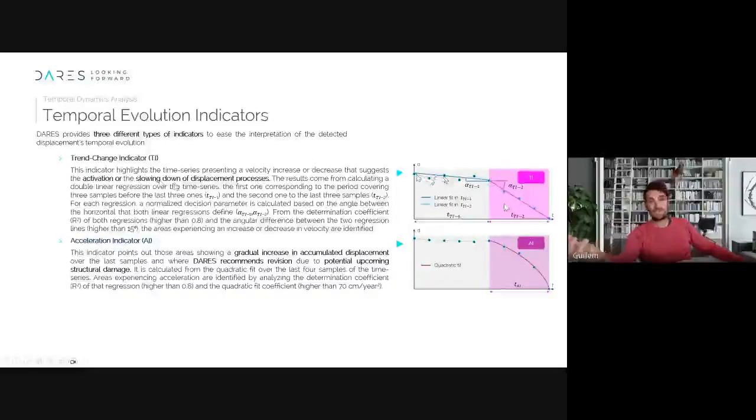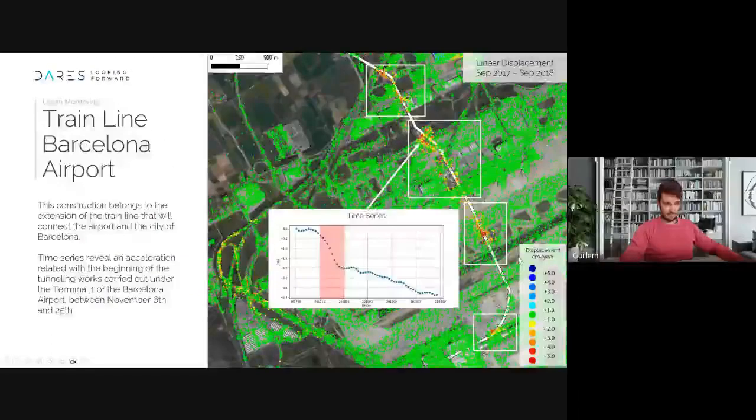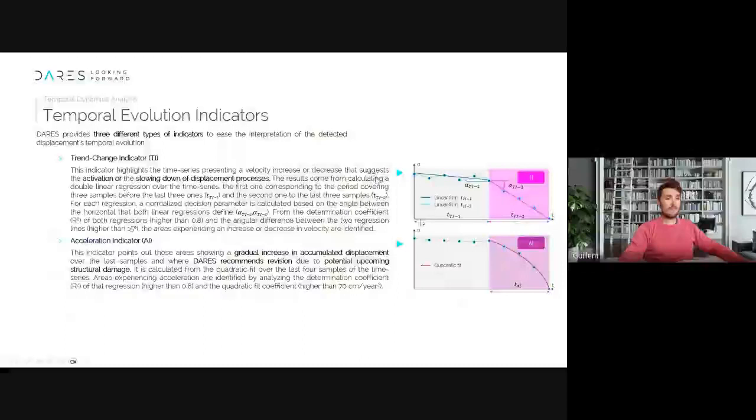This is what we call a trend change indicator, if the velocity is increasing or decreasing at a certain time. Or you can also detect areas where the velocity is accelerating. It means that you had no displacement or a constant velocity of displacement, and at a certain point the velocity increased, then increased even more, so this area is accelerating. This is what you can see for different points in your analysis. In these cases, you can say, okay, this is accelerating.